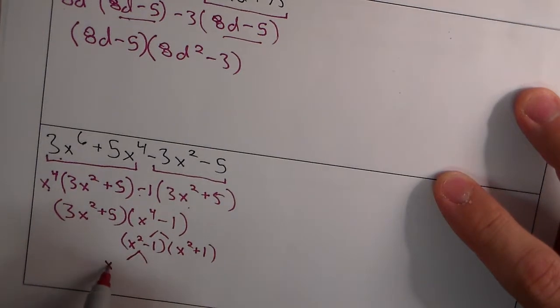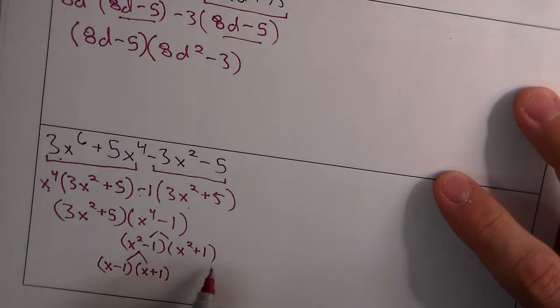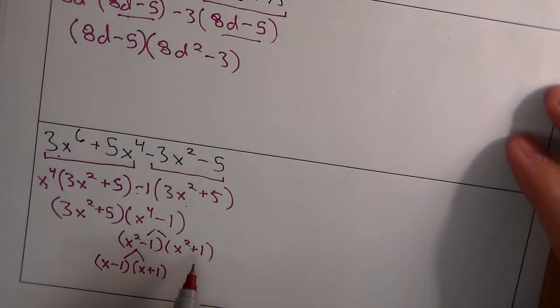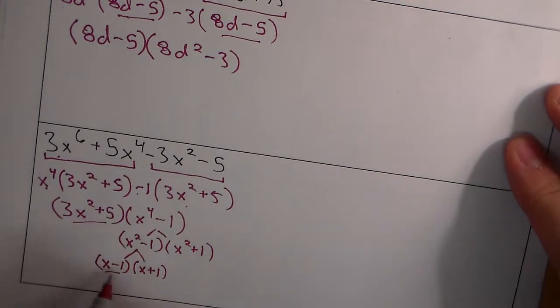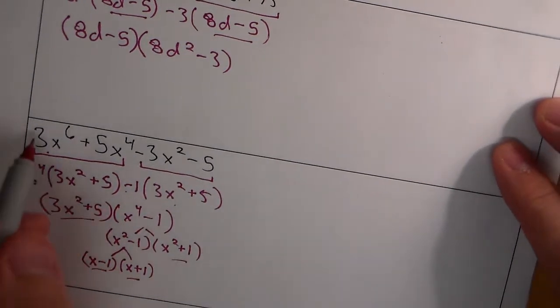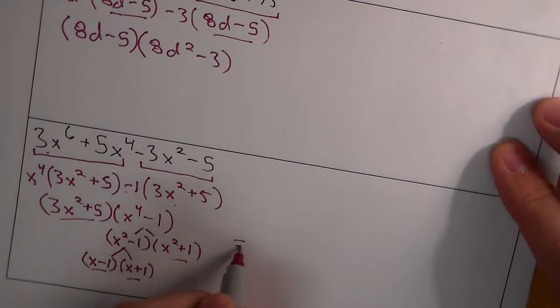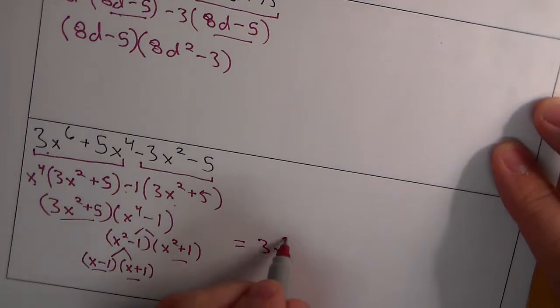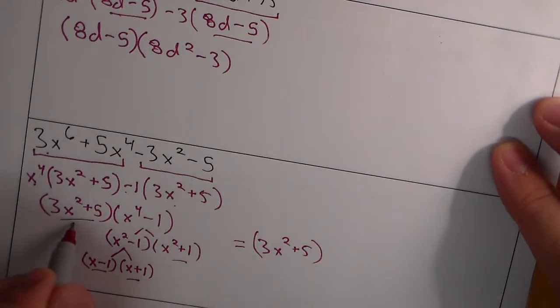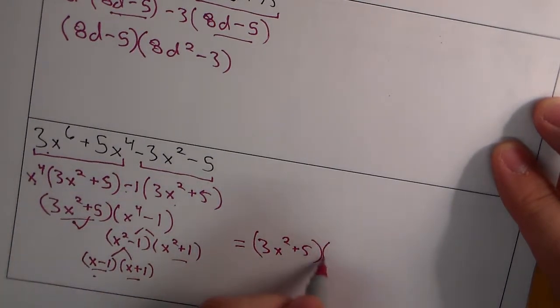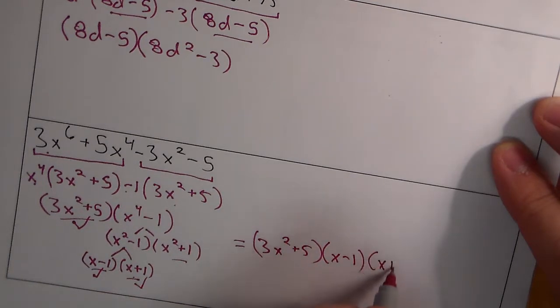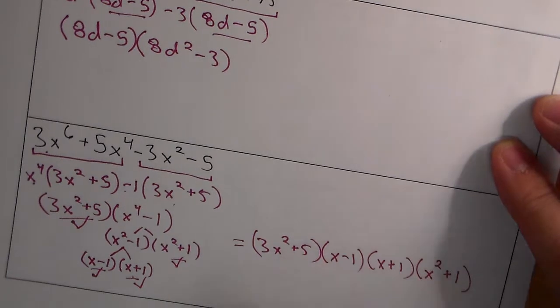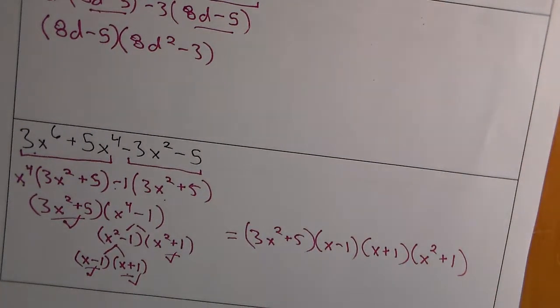So this becomes x minus 1, x plus 1. This is the sum. You can't do difference of squares with that, so that one's finished. But now we have all 4 of these factors. So this is actually factored to be 3, x squared plus 5. There's that one. X minus 1, x plus 1, and then x squared plus 1. So there's actually 4 factors in that one by breaking it down.